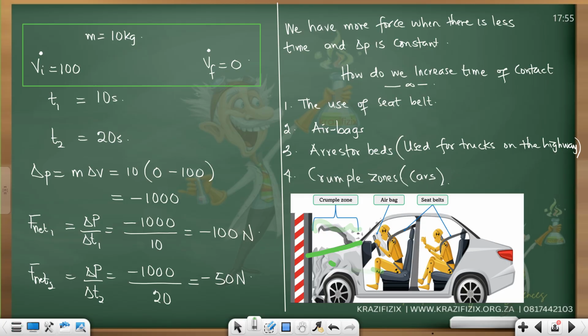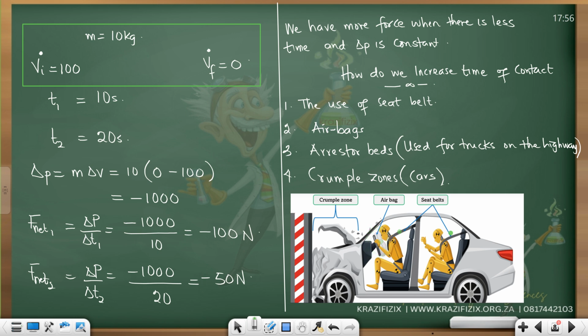The longer, that's why go check most Mercedes-Benz, it's quite long in front. That's the crumple zone. It takes time. As time increases, the force decreases. Your seat belt, your airbag, can you see the airbag? It's a pillow. Your head goes into it. As your head goes into it, there's time of contact.